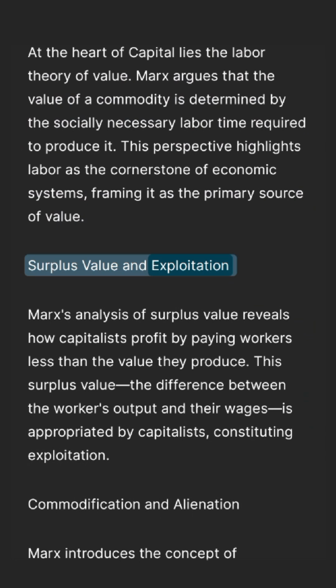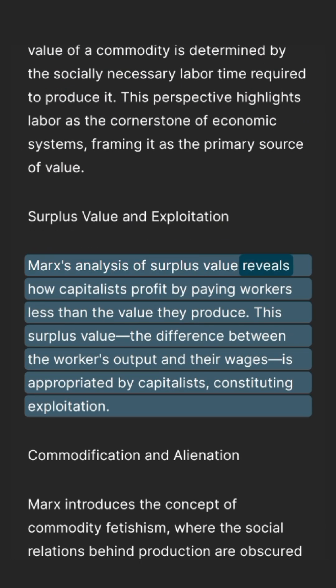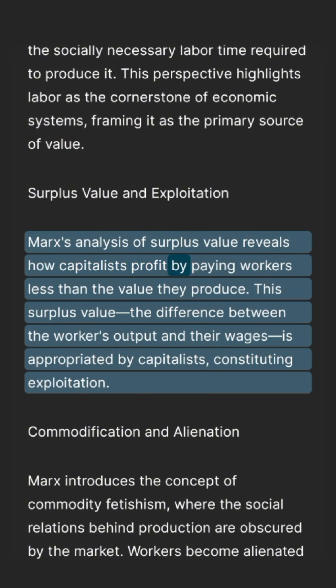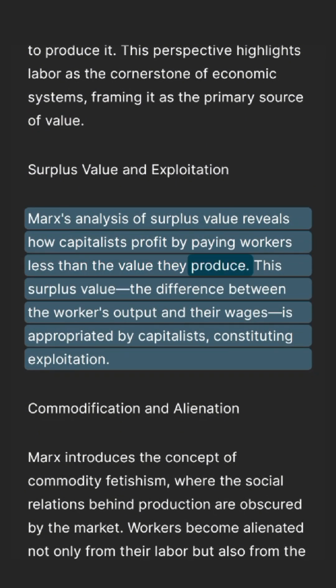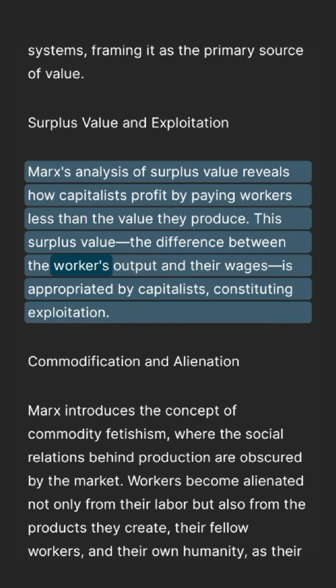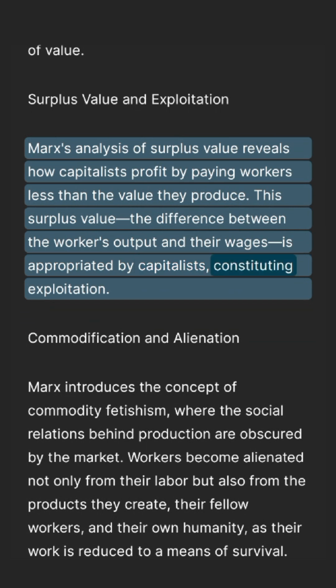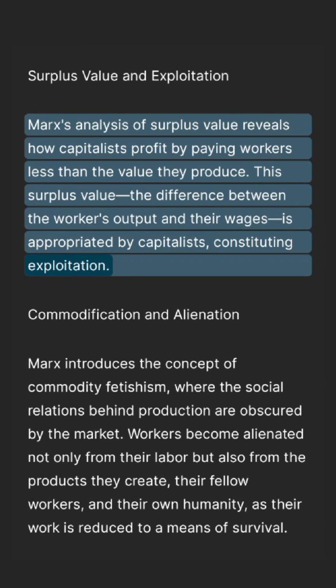Surplus value and exploitation. Marx's analysis of surplus value reveals how capitalists profit by paying workers less than the value they produce. This surplus value, the difference between the workers' output and their wages, is appropriated by capitalists, constituting exploitation.